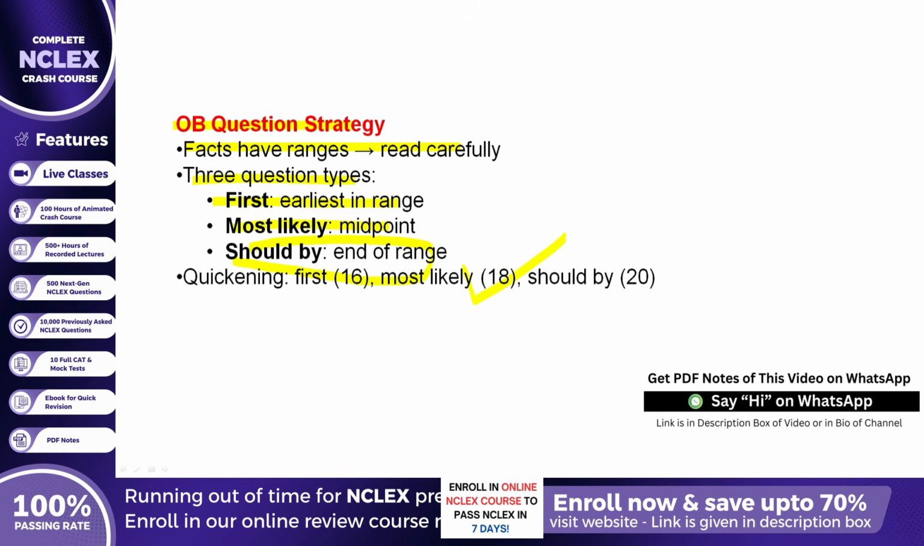For example, quickening follows the same pattern, where the first is around 16 weeks. The most likely is 18 weeks. And the should by point is 20 weeks.